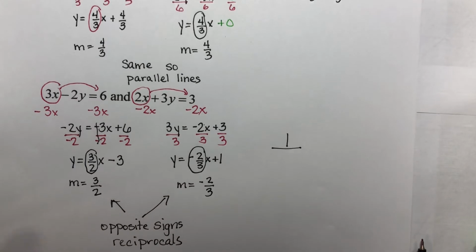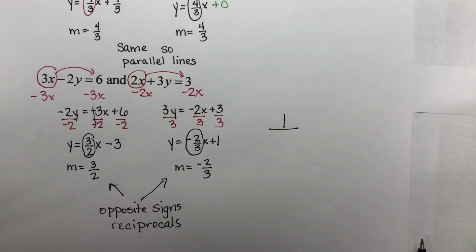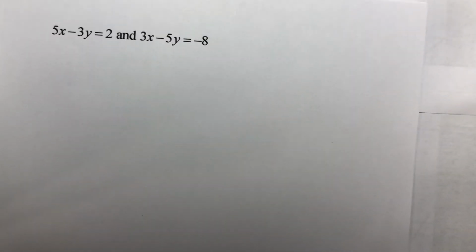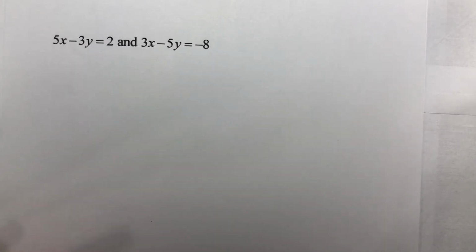Okay, just a note there so you can remember how we decided that. Okay, one more problem. And this is still the same type of problem. We want to know if these are parallel, perpendicular, or neither. So find each slope. We want y by itself.